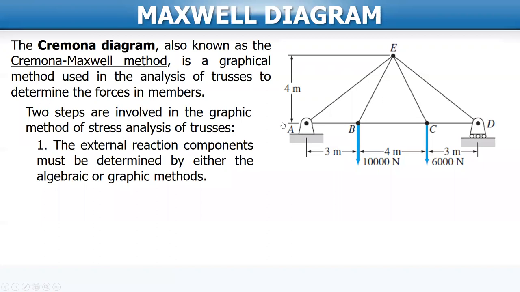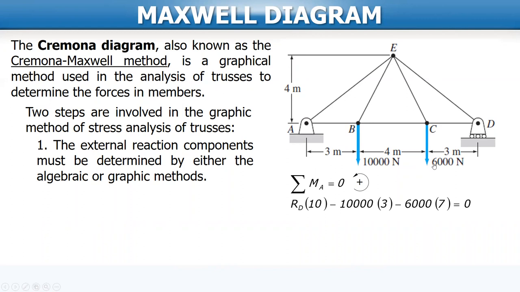And to solve for the vertical reaction at A and the vertical reaction at D, you can use the other conditions of equilibrium. When you sum up moment at A, you can solve for the reaction at D. Assuming na ang vertical reaction at D is upward, then this will be the equation. Are the counterclockwise moments positive? So upwards or counterclockwise, RD times distance 10 minus 10,000 times distance 3 minus 6,000 times distance 7.